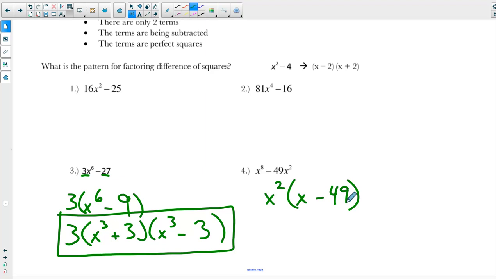6. Yeah, we have 6. So we have 6 because I'm just doing division, really. Or I'm multiplying. You got to think, x squared times x to the 6 is x to the 8th. So that checks out.